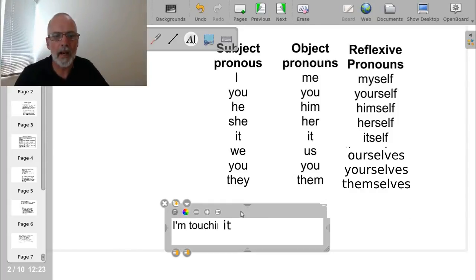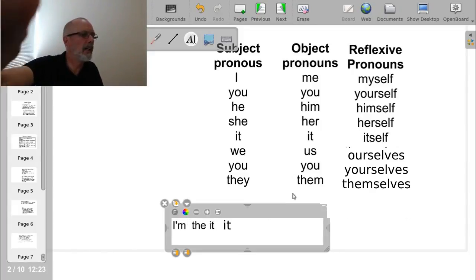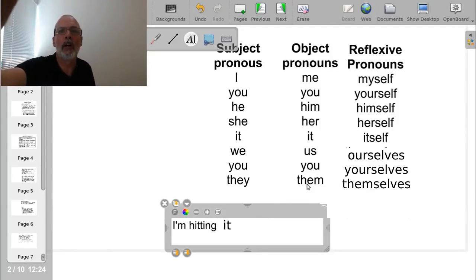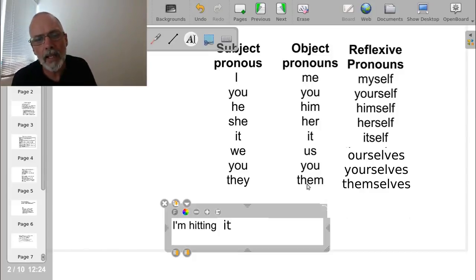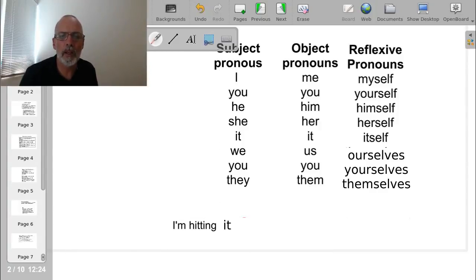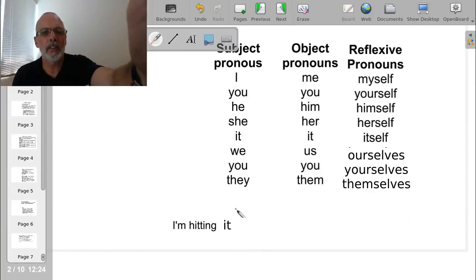Or maybe another example might be better. This is not a good idea, but I'm hitting the camera. You can probably hear it. I'm hitting the camera. I'm hitting it. Well, actually, I'm hitting the microphone. I'm hitting the microphone, or I'm hitting it, because here I need to use the object pronoun, because this is the object, the thing that is receiving the action is the microphone.